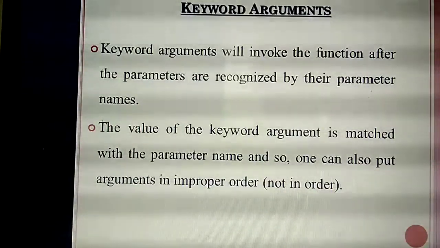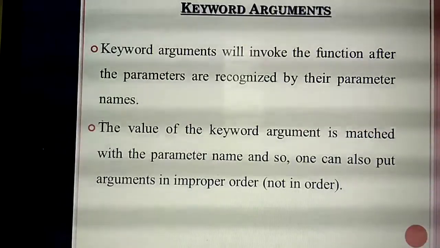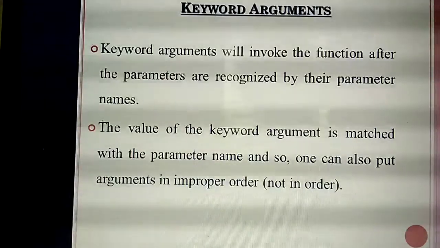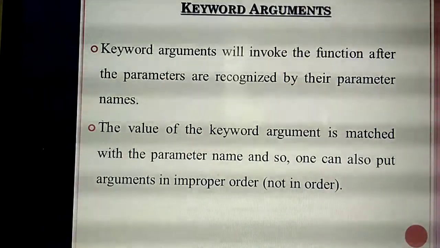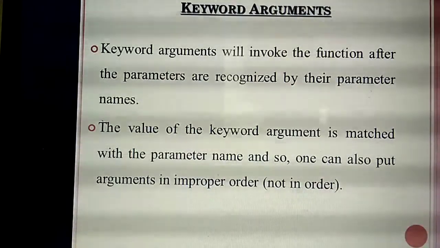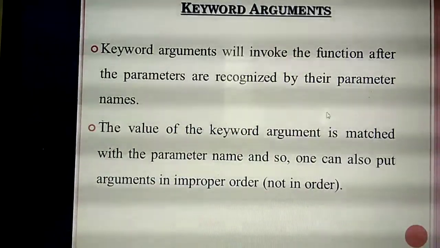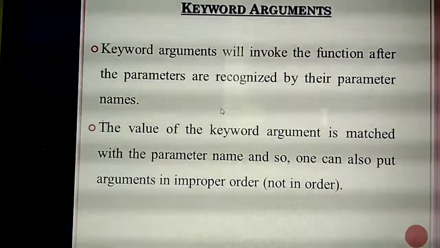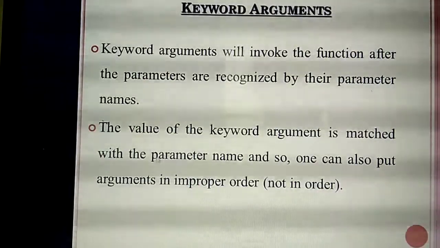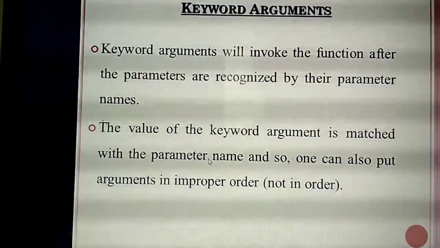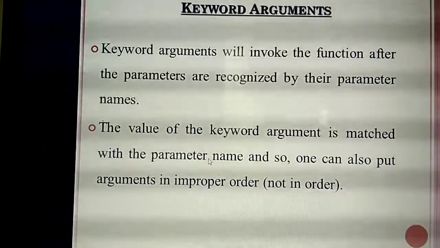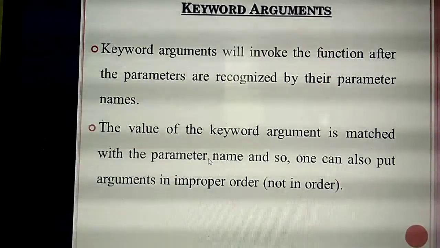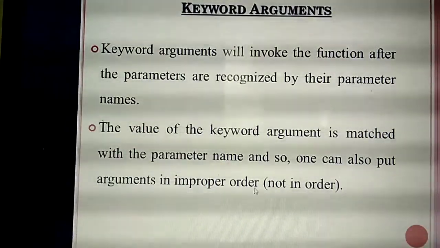Likewise, in keyword arguments, the function will identify the parameters by their parameter names. Okay, so that's the important thing. So how will the keyword arguments identify the function? By parameter names, the name of the parameter. Here also, the values you are passing to the parameter will be matched to the parameter name. And also one thing, here no need to arrange the arguments in order.